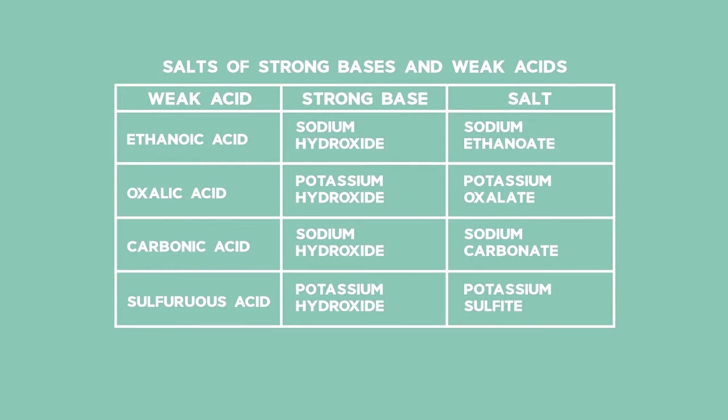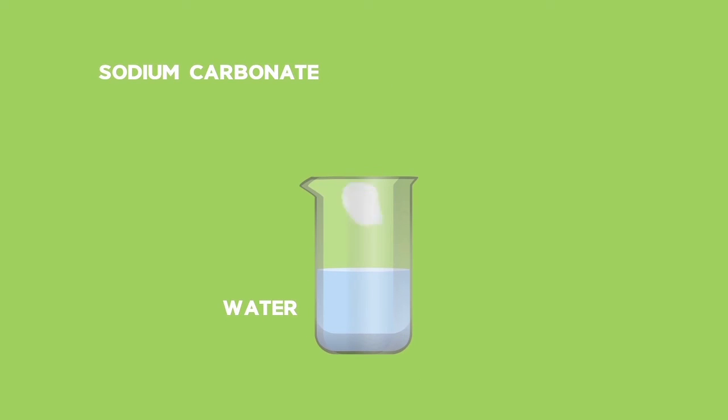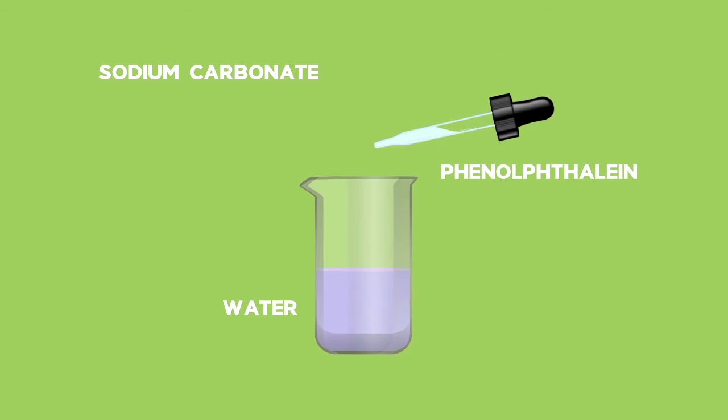Salts formed from the reaction of a strong base and a weak acid also undergo hydrolysis. These are salts such as sodium ethanoate, potassium oxalate, and sodium carbonate. These soluble salts of weak acids and strong bases dissociate completely in water. The anion, which is the conjugate base of the weak acid, reacts with water, raising the pH of the solution.